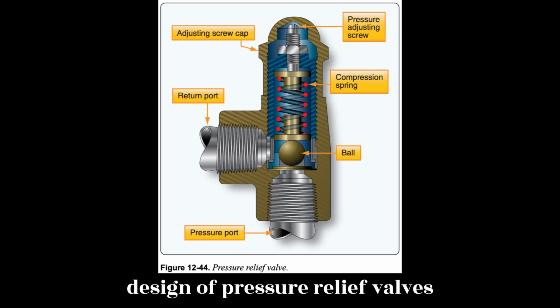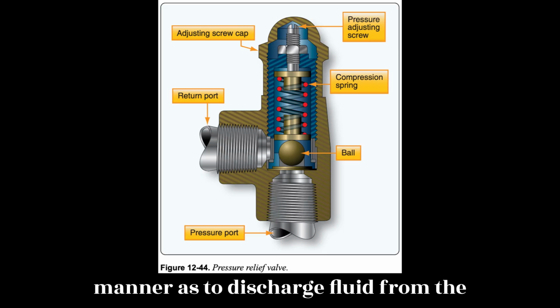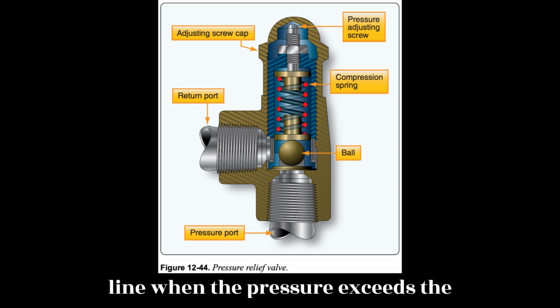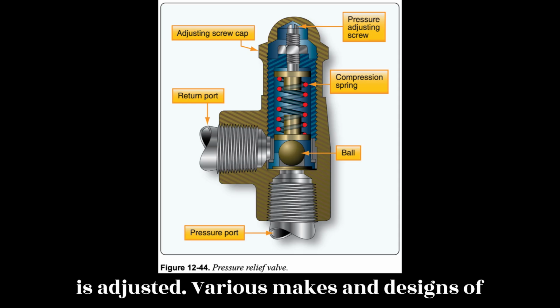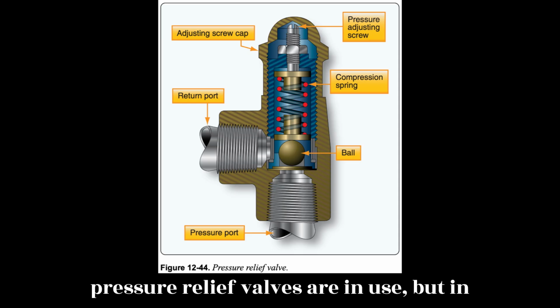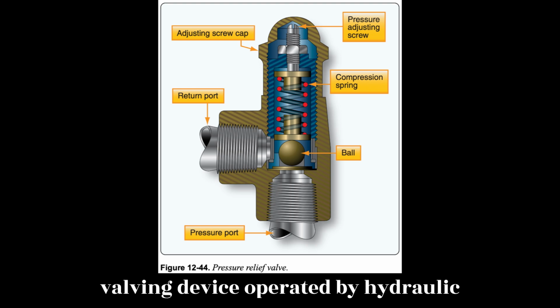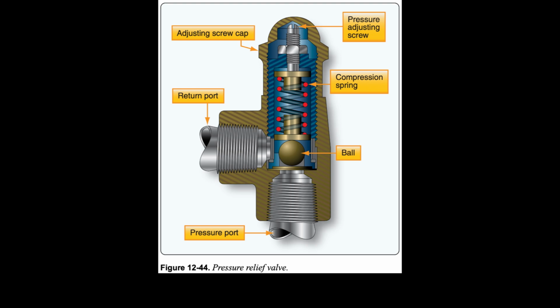The design of pressure relief valves incorporates adjustable spring-loaded valves. They are installed in such a manner as to discharge fluid from the pressure line into a reservoir return line when the pressure exceeds the predetermined maximum for which the valve is adjusted. Various makes and designs of pressure relief valves are in use, but, in general, they all employ a spring-loaded valving device operated by hydraulic pressure and spring tension. Figure 12.44.